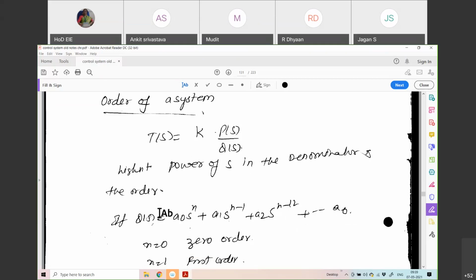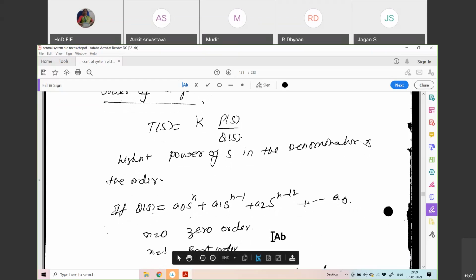How does it look? It is like a polynomial of order N. Suppose N is equal to 4. It is A0 into S to the power of 4 plus A1 into S to the power of 3 plus A2 into S to the power of 2, and so on. You keep decreasing the powers, from 4, 3, 2, 1 and a constant with S to the power of 0. So N is equal to 0. When N is equal to 0, it is a 0th order. When N is equal to 1, this is the first order.